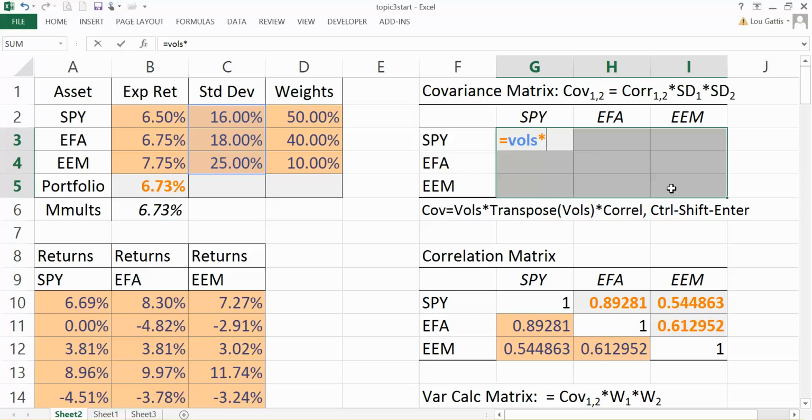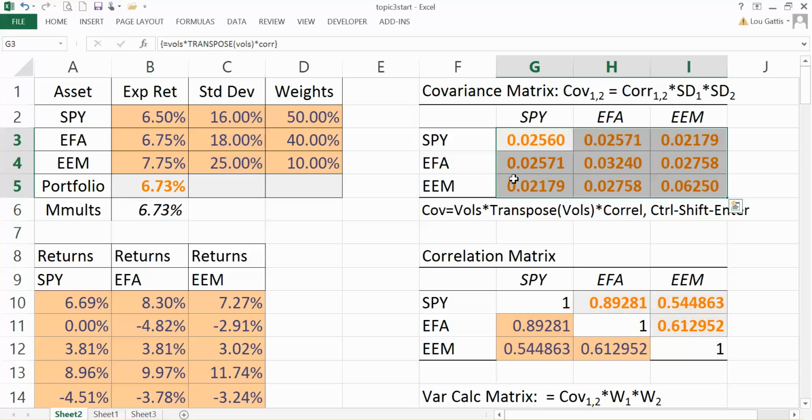times transpose vols. Again, that's just looking at this range here, times core, which is this range here. And I highlighted this entire thing with the formula. Notice how all of it's highlighted. Now to enter any formula across an array in Excel, you have to do Control-Shift-Enter. So there's that number popped back up.